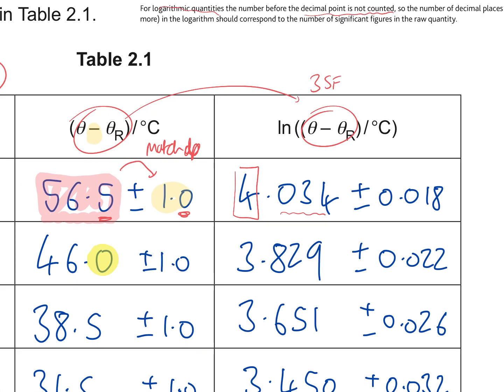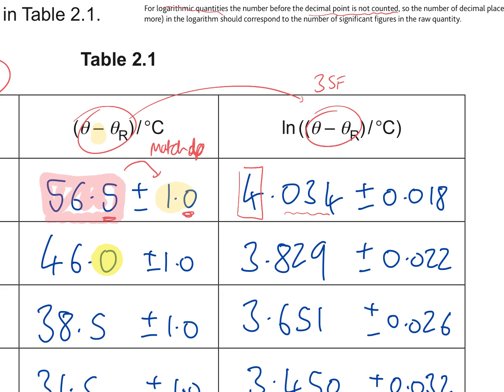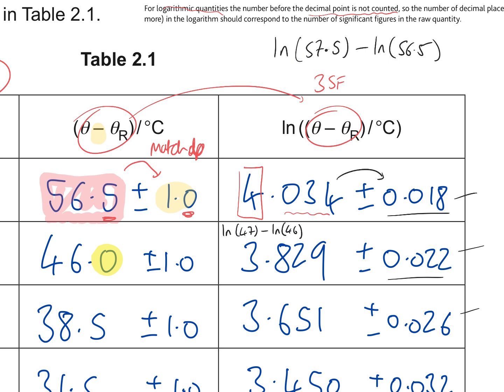Now, how do you calculate the uncertainty? Well, to calculate the uncertainty, there's no other way of doing it, unfortunately, than just trying the smallest or largest number and subtracting from that. So we're going to do the natural log of 57.5 minus the natural log of the actual value, 56.5. So it's kind of a brute force, and you have to do it for each one separately. So this one here would be the natural log of 47 minus the natural log of 46. That difference will give you the uncertainty. Remember, for the uncertainty, we're matching dp. So you always calculate after you've done this one, and this has 3 dp, so this one needs 3 dp.